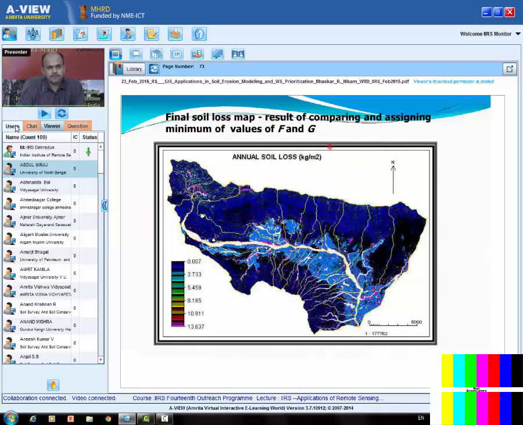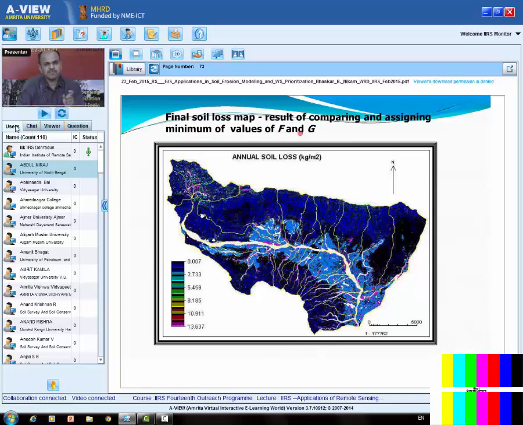Yeah, sorry. So this is a map where final soil loss is a result of comparison and assigning minimum value out of F and G, where you can see F is a detachment, G is a transport capacity. So whichever is less will be the soil erosion from that pixel. If my transport capacity is less, only that much soil will be lost from the area. If my detachment is less, no matter how much is transport capacity, that much only the detachment amount will be lost.